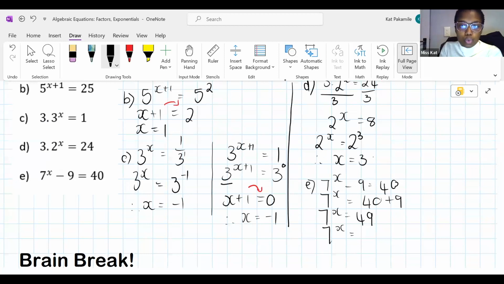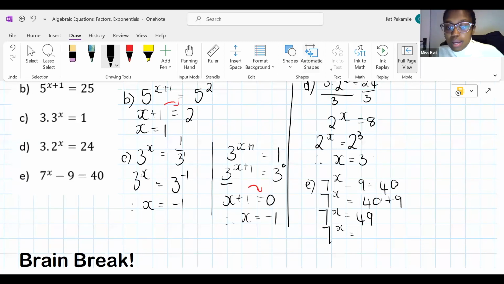Wait, let me see this. Wait. 49 divided by... Wait, Miss, please repeat your question. You need to change 49 to something that is 7 to the power of something. So that'll be 7 to the power of what? Oh, 7 to the power of 2.